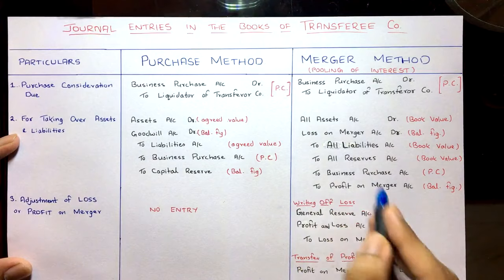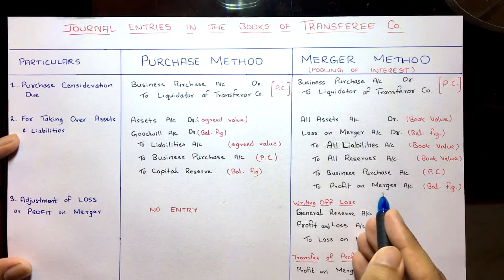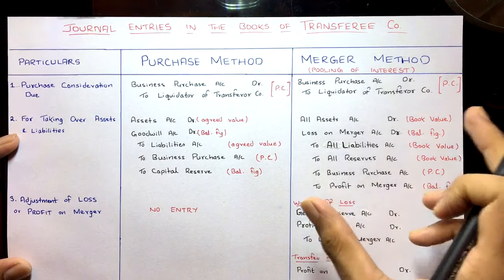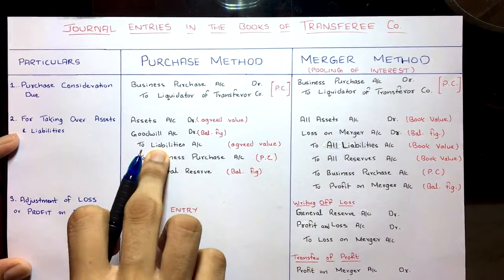These are temporary accounts that we will open, and then we will adjust these accounts to the free reserves of the company. Yeah, general reserve and profit and loss account. See here, it's very simple. So you understood this entry, all assets, all liabilities. Here it is not like that.